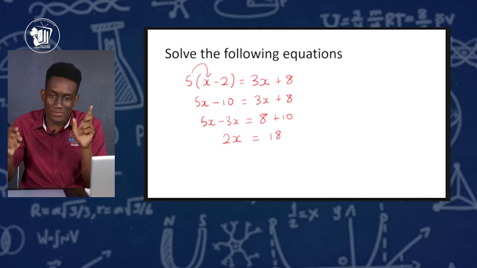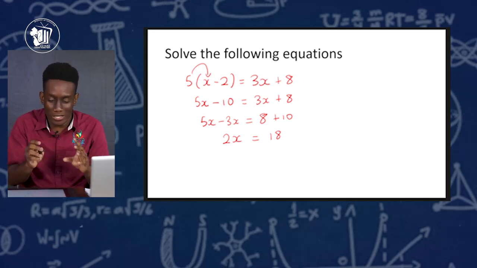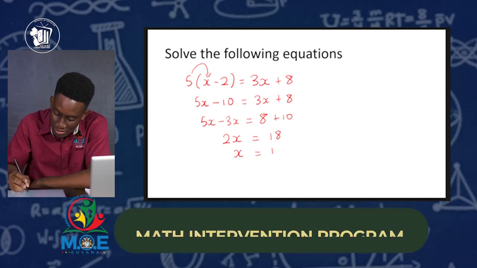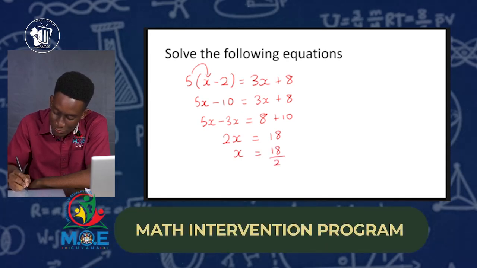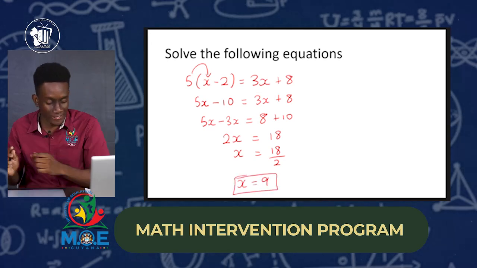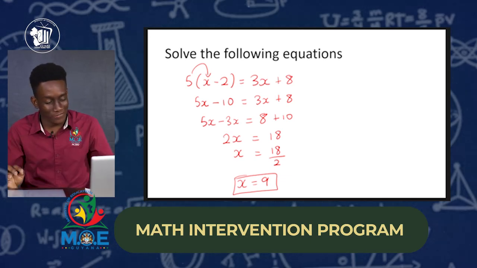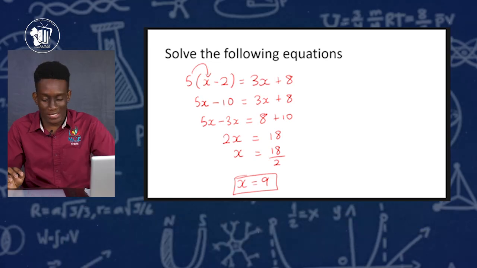And to solve for x, we simply take over the 2. The 2 is multiplying. When we take it over, it will divide. So we'll have x is equal to 18 divided by 2. So the value of x is 9. So x is equal to 9. Of course, you can check in your own time to see if that is correct. And with that, it brings us to the end of our list of questions.